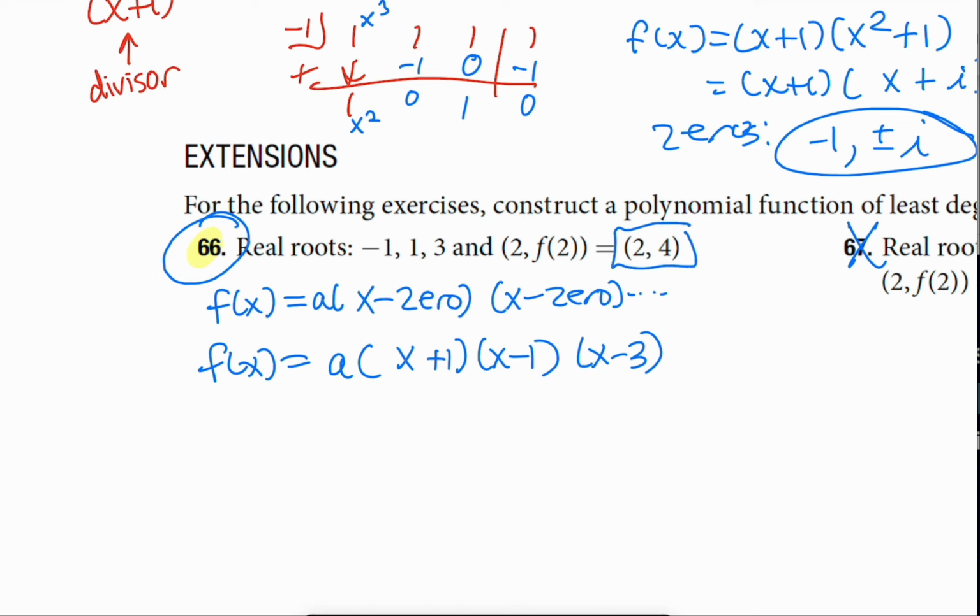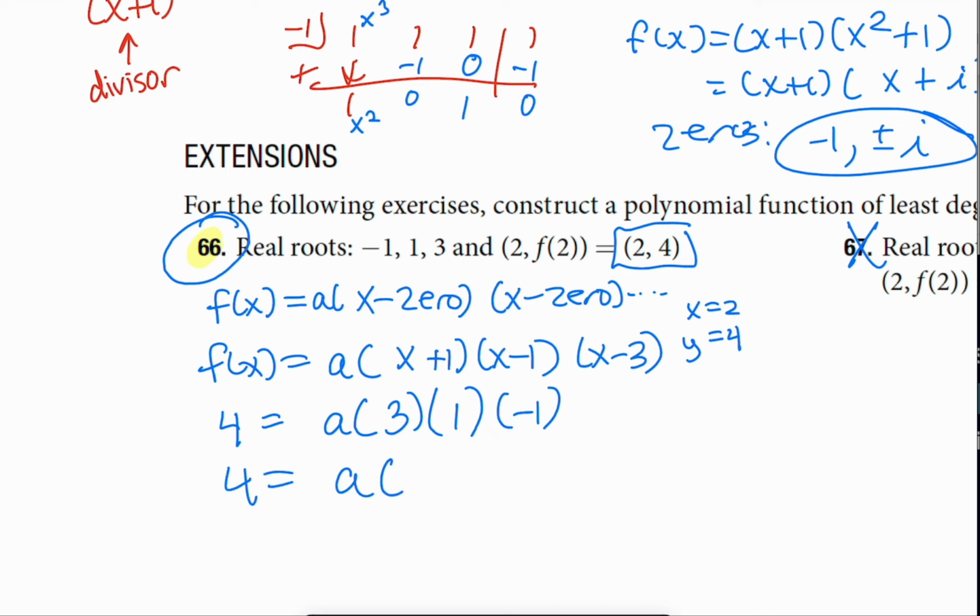The point 2, 4 says that if I plug in 2 for x, my f of x, or my y value, is 4. So now for all the x's, let's put a 2. For the y value, let's put a 4, and that should give us our a value. So if I put in a 2 for this first one, 2 plus 1 is 3. 2 minus 1 is 1. 2 minus 3 is -1. And then I'm just going to combine those and divide by -3. So I found my a value.